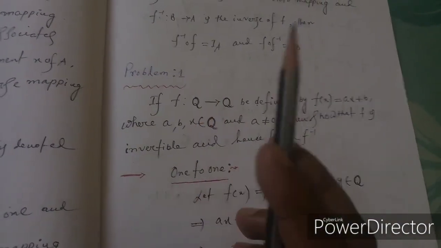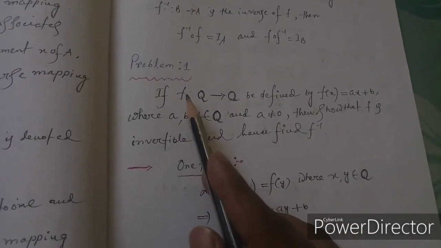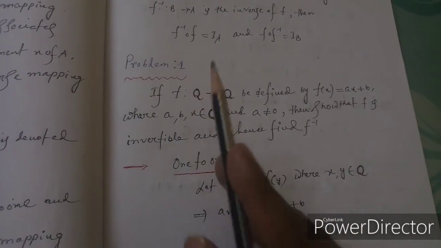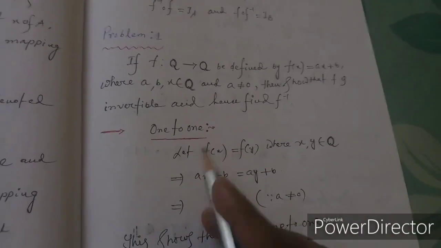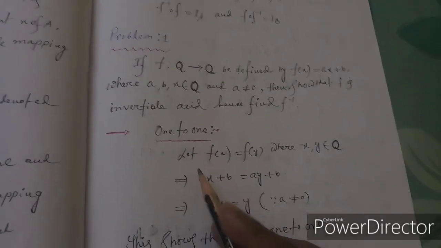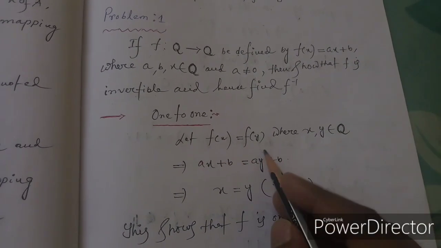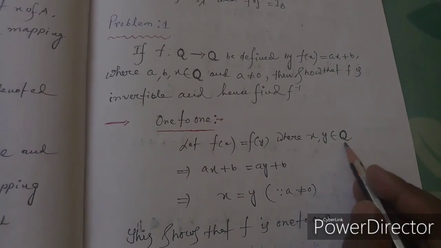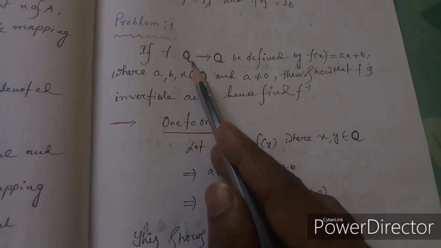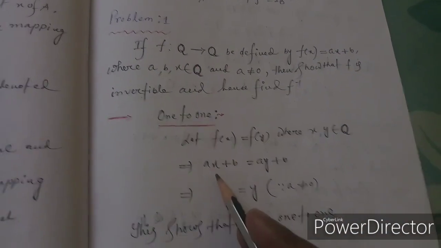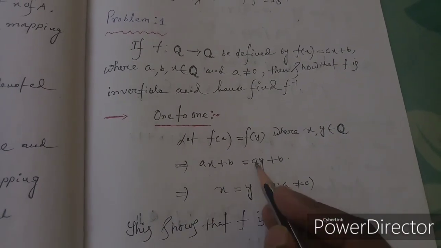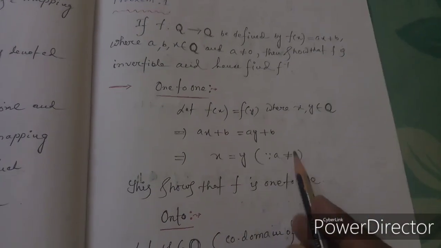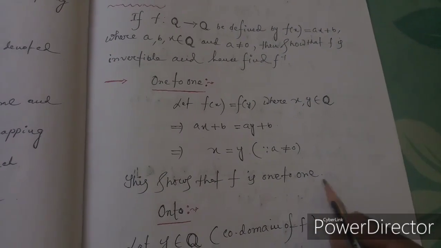First you have to show that f is invertible. That means you have to check whether f is 1 to 1 and onto or not. So first of all 1 to 1. For the 1 to 1 part, we have to consider f(x) equals f(y), where obviously x, y belong to Q because the domain is Q here. Then ax plus b equals ay plus b, b cancels, a cancels because a is not equal to 0. So x equals y. This shows that f is 1 to 1.